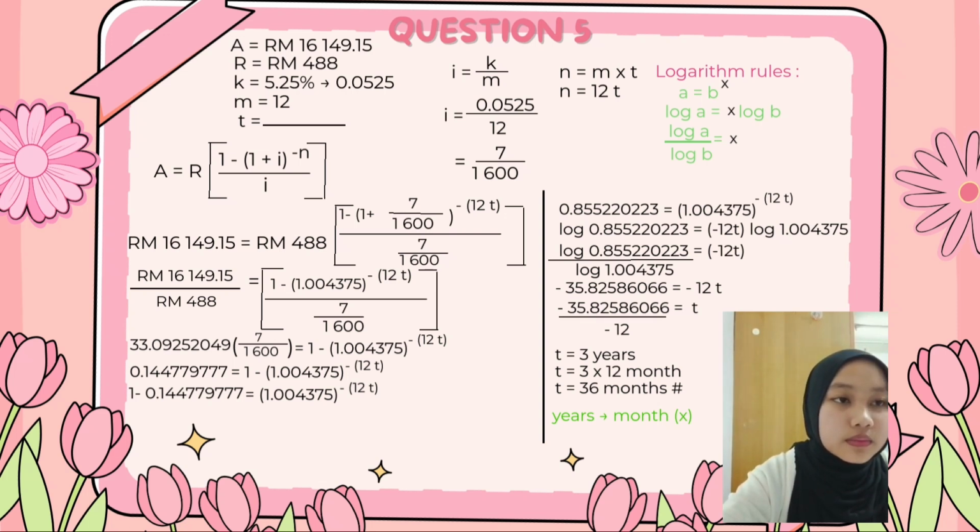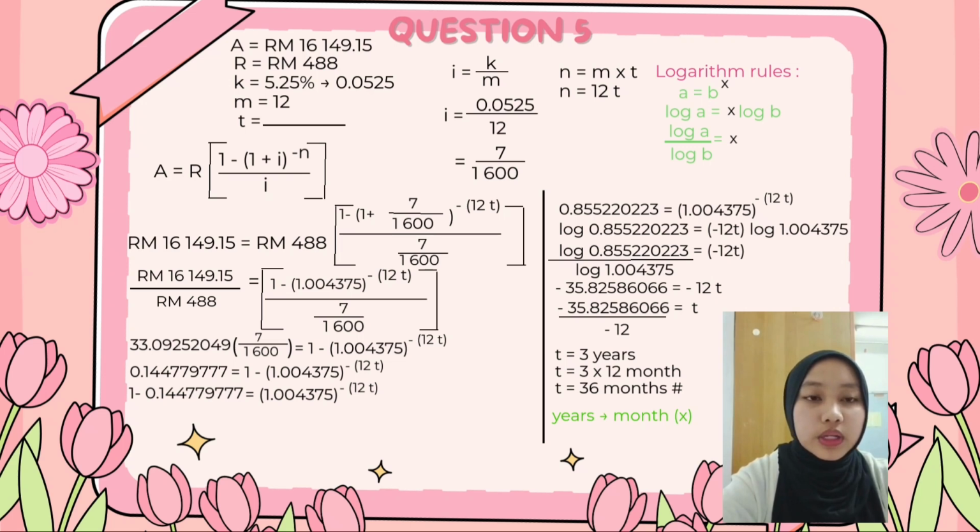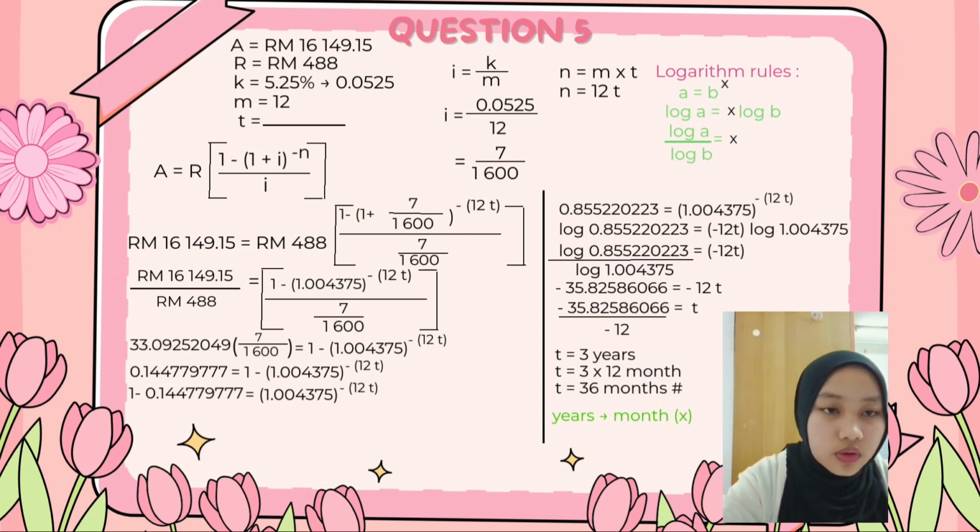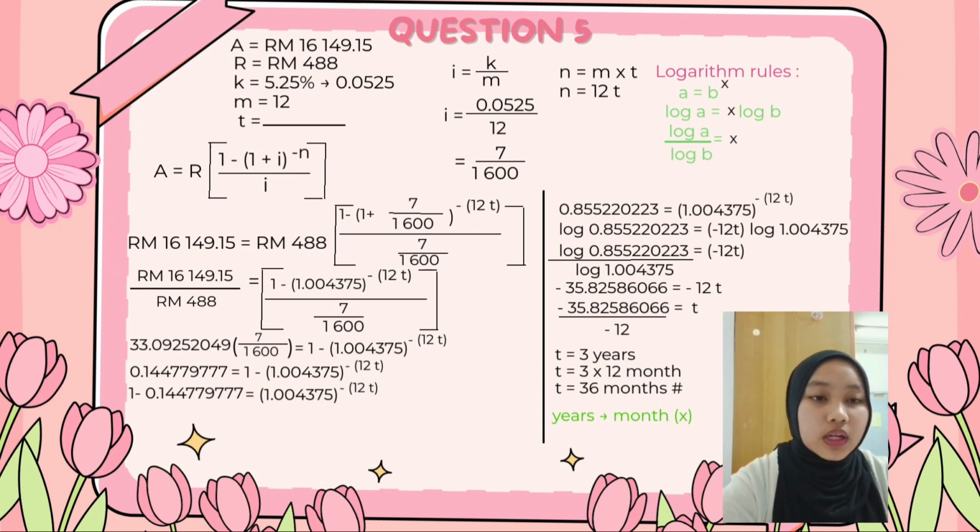N equal 12T. To find the T, we're gonna use the formula A equal R open bracket 1 minus bracket 1 plus I bracket the power of negative N divided by I close bracket. A 16,149 ringgit 15 cents equal 488 ringgit open bracket 1 minus bracket 1 plus 7 divided by 1,600 bracket the power of negative 12T divided by 7 divided by 1,600 close bracket. So the R, which is 488 ringgit, we're gonna move it in front, so it will be 16,149 ringgit 15 cents divided by 488 ringgit equal open bracket 1 minus bracket 1.004375 bracket the power of negative 12T divided by 7 divided by 1,600 close bracket.